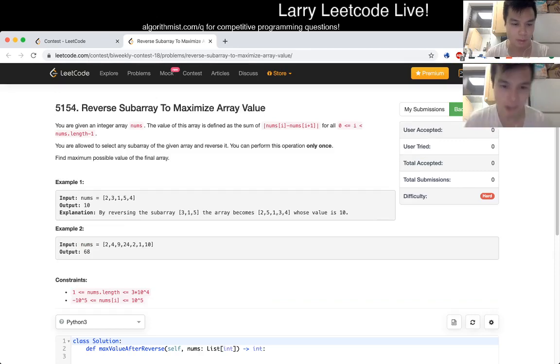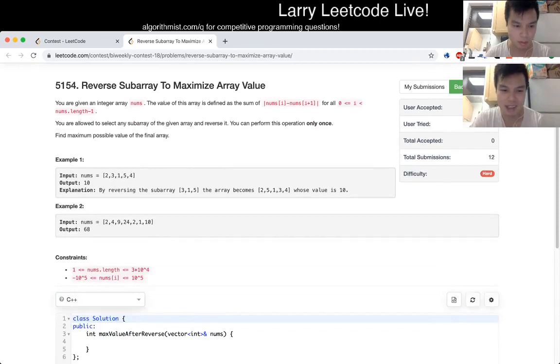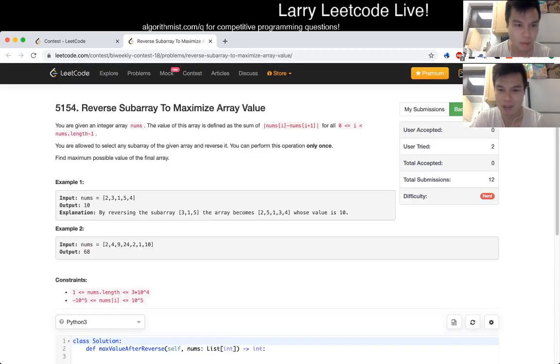Okay, the hard problem: subarray to maximize array value. Yeah, I think in retrospect, I should have taken a nap because I'm still very tired. But yeah, there's going to be a link below to skip ahead. I think I end up talking about how I thought through this problem. But this is going to be long.